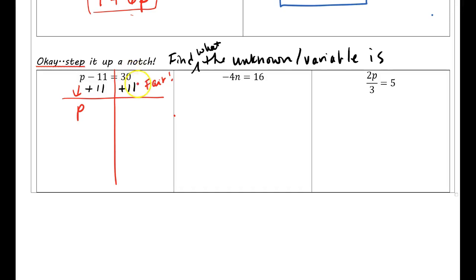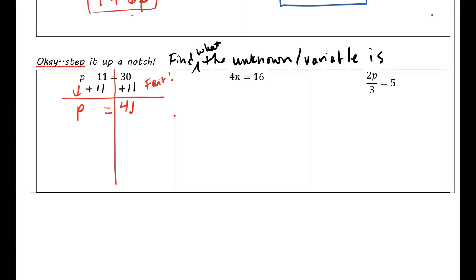And then on this side, you actually add the numbers. 30 plus 11 is 41. So here we have the P by itself, which is going to be the goal, and it equals 41. And so if you couldn't do that problem in your head earlier when you saw it, now maybe this little rule is going to help you, okay?